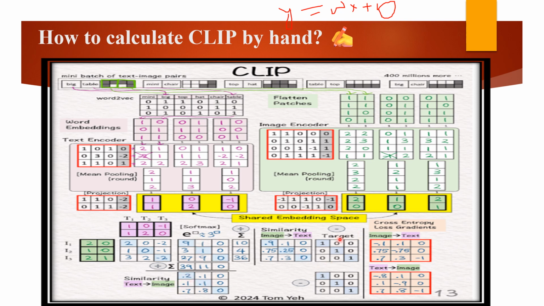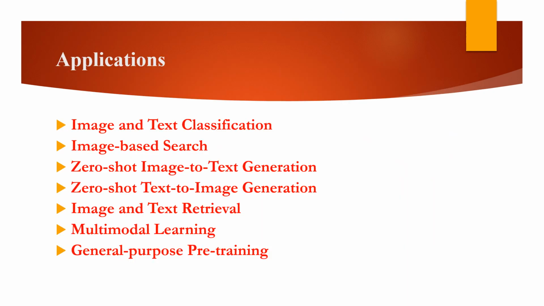Now we have the target. So finally we will get the cross entropy loss gradients by subtracting the target from this. So 0.9 minus 1, that is minus 0.1. So this way we have got the results here.